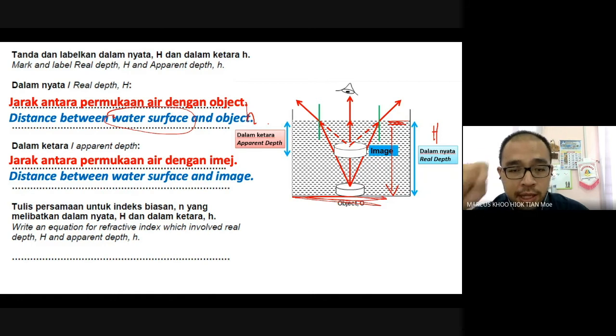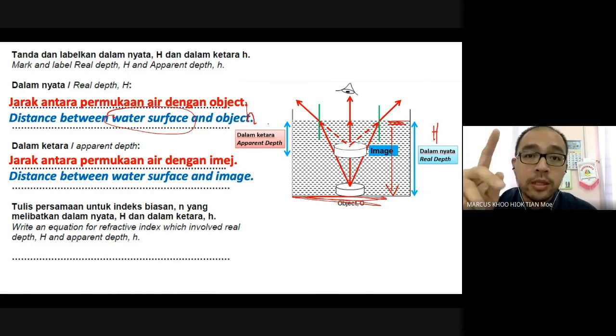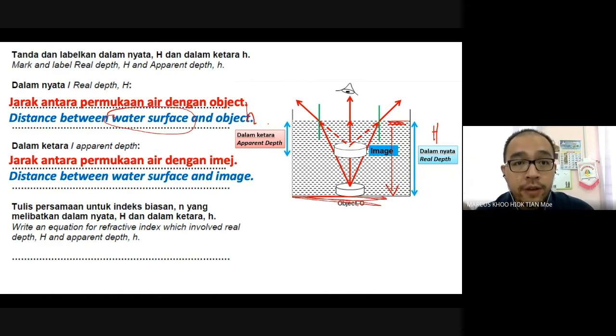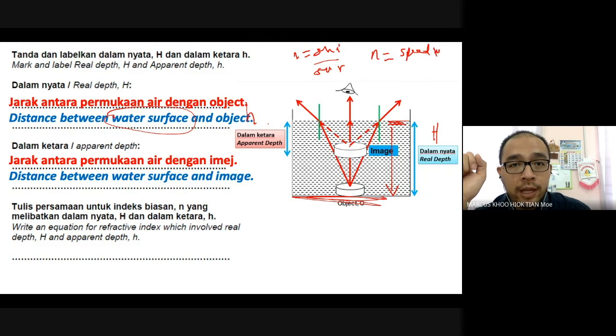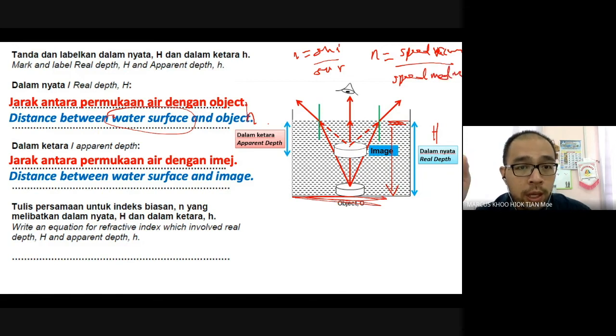Remember in the previous class, I said that there are 4 ways to count the refractive index. The first way is n equals sine i over sine r. The second way is n equals the speed of light in the vacuum over the speed of light in medium. The third way is the gradient. If you calculate the gradient of the sine i against sine r graph, then you calculate the n also.